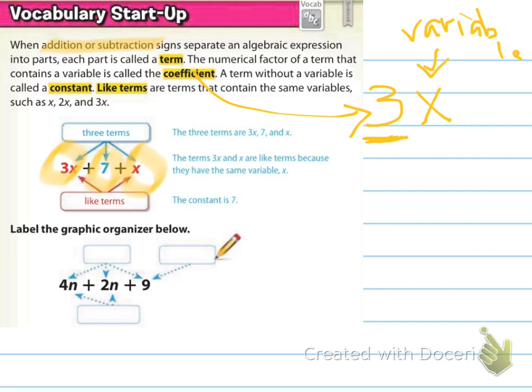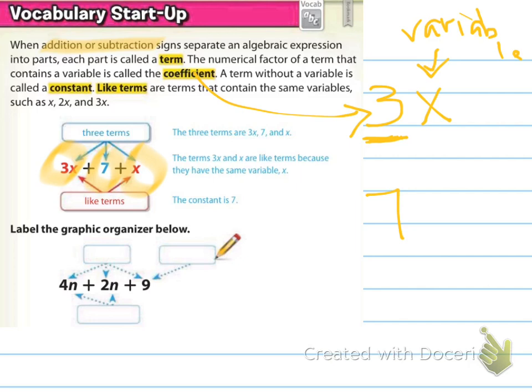A term without a variable is called a constant. So if we're talking about just the number 7, that's a constant. Okay, that's an example of a constant. It's a term without a variable. Like terms are terms that contain the same variables, such as x, 2x, 3x.